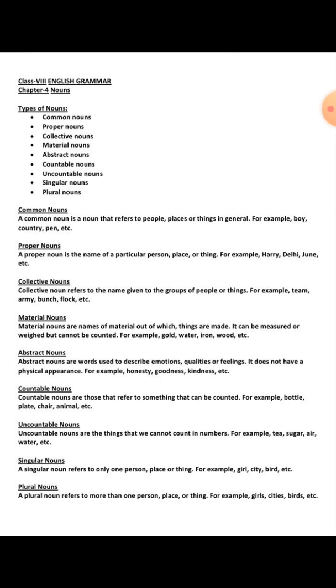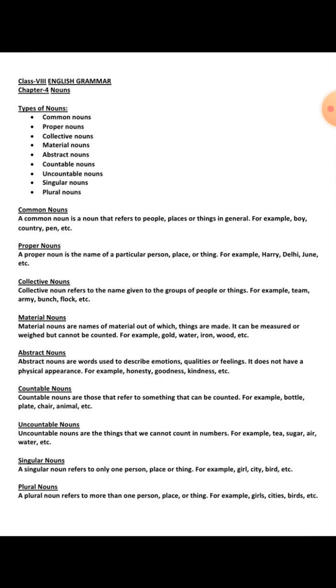For example, gold. You cannot say 1 gold, 2 gold, isn't it? You have to measure it. You have to weigh. You have to take the weight of it. Water. You cannot say 1 water, 2 water. Iron, wood, etc.